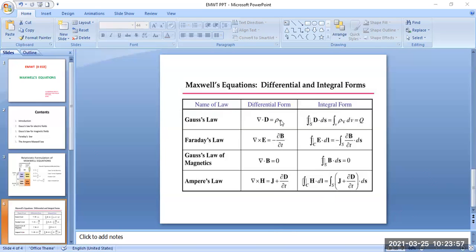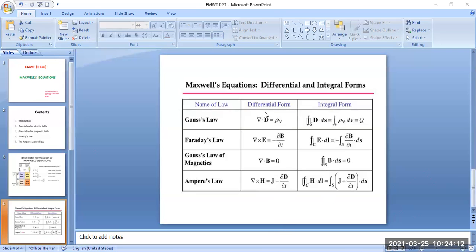Time varying fields: del dot D bar is equal to rho V, del cross E bar is equal to minus dou B bar by dou t, del dot B bar is equal to 0, del cross H bar is equal to J bar plus dou D bar by dou t. So those equations are the Maxwell's equations for time varying fields.